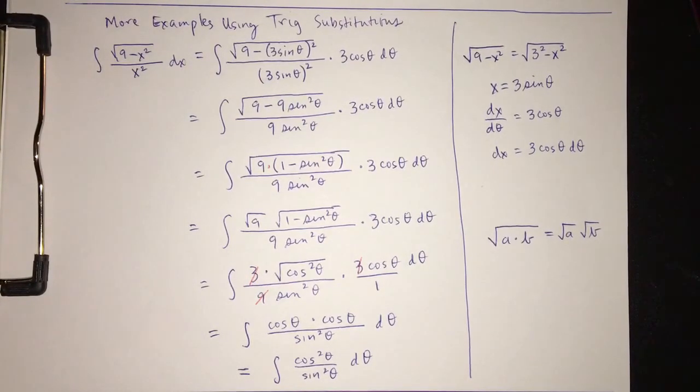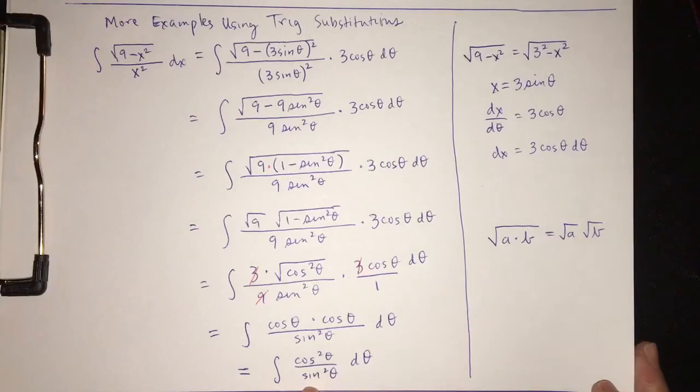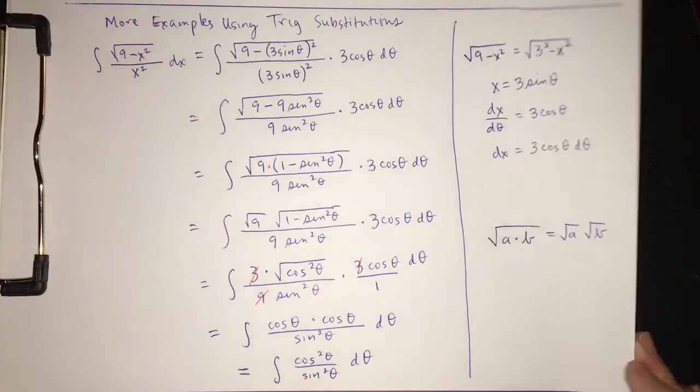And now from trig identities, I know that cosine over sine is cotangent theta. And in fact, if you have cosine squared theta over sine squared theta, that's going to be cotangent squared theta.